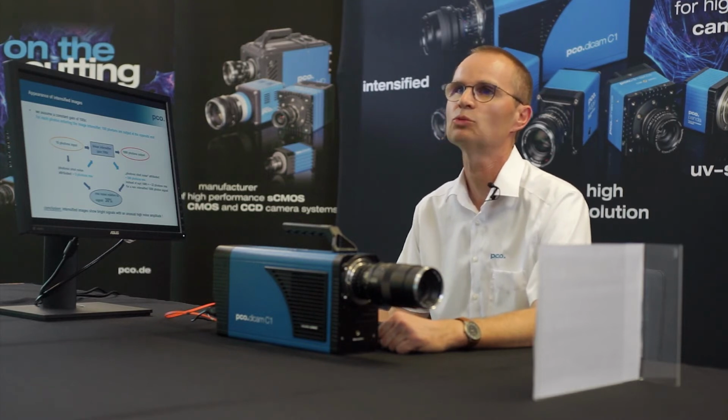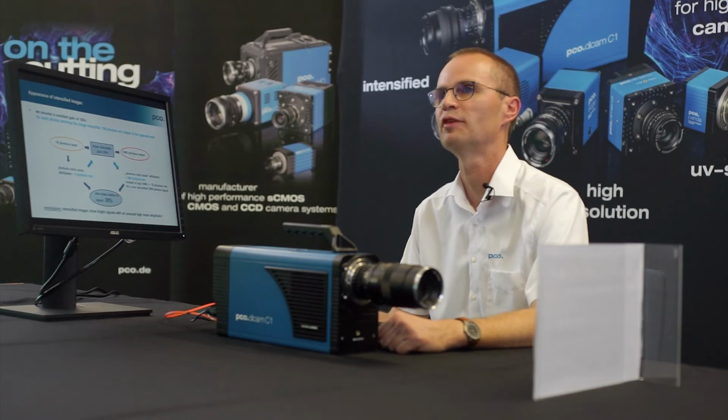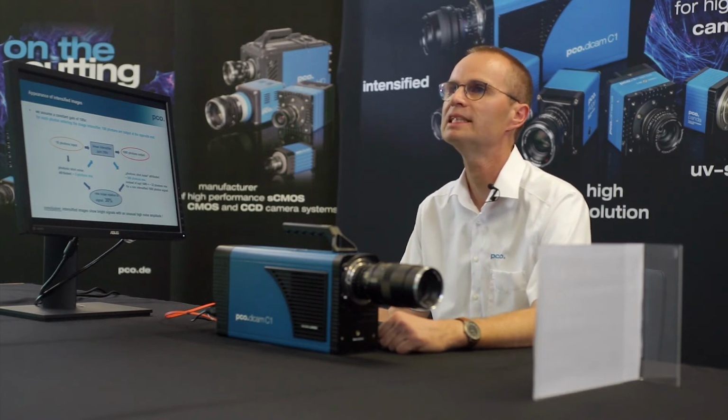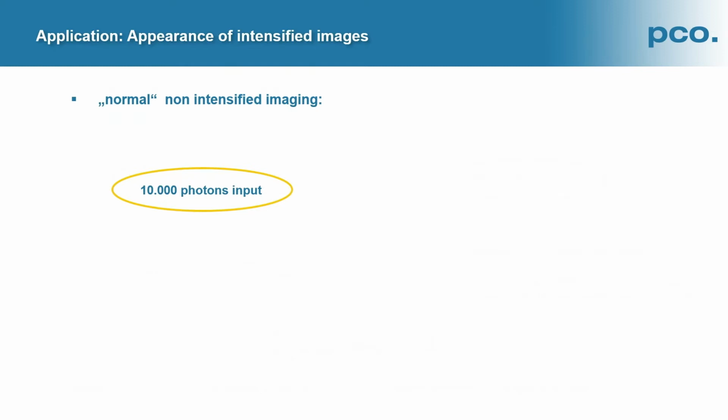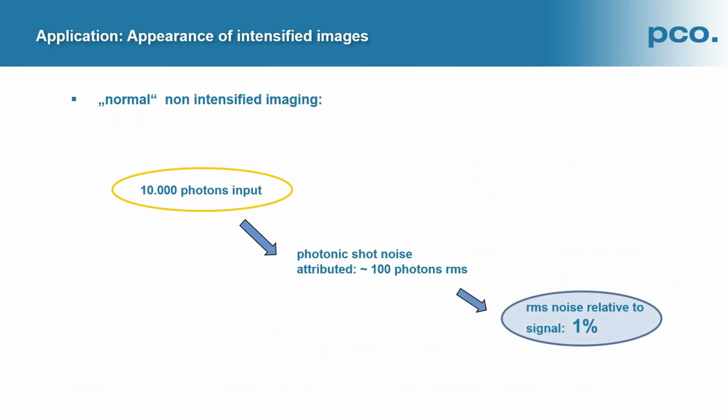Let's compare this with normal, non-intensified imaging, where we typically deal with, say, 10,000 photons. Photons show a photonic shot noise of 100 photons RMS, and this is only 1% of the signal. And this 1% is almost not noticeable to the human eye.